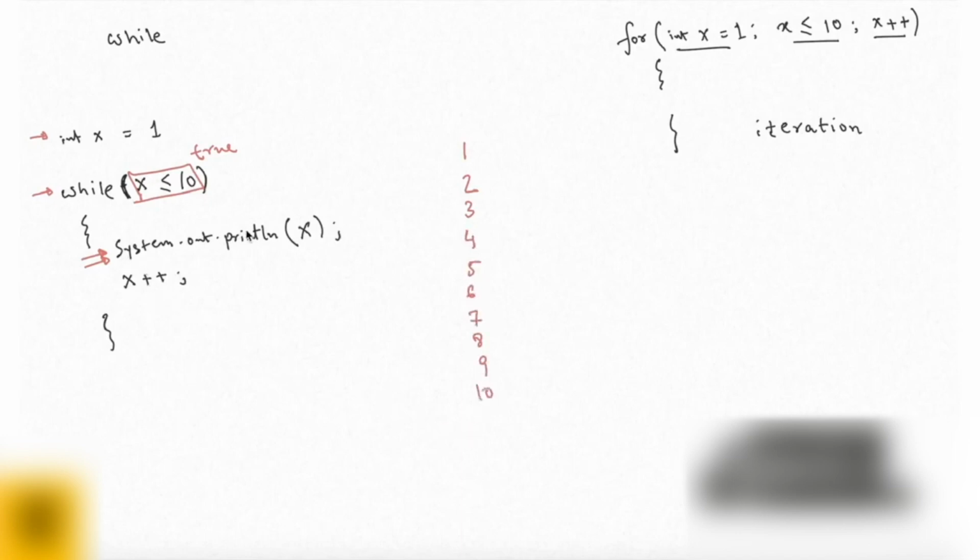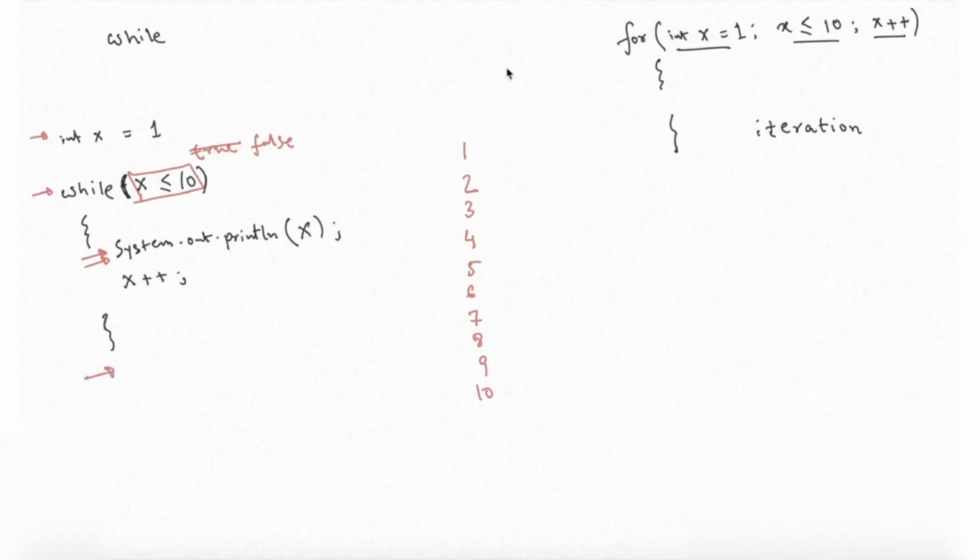So when the value of x is 10, it comes here. The value of x becomes 11 now. It goes back up here. And at this point, it looks at this condition and this is no longer true. It is false. And so since this has become false, the program does not enter here and exits the code. And that is how a while loop works.